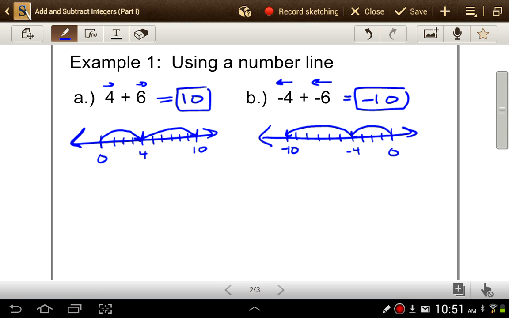So if they have the same sign, you add them together because they're going in the same direction, and that's what I wanted you to get from there. I'm going to move on. If you need to pause, go ahead.